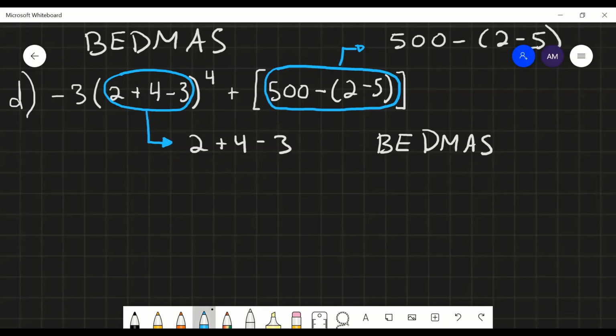No. Are there any exponents? No. Are there divisions? No. Are there multiplications? No. Are there additions? Yes. I see an addition right here. 2 plus 4. So 2 plus 4 is 6. And then the additions are done. Subtraction would be next, which is 6 minus 3, which is 3.